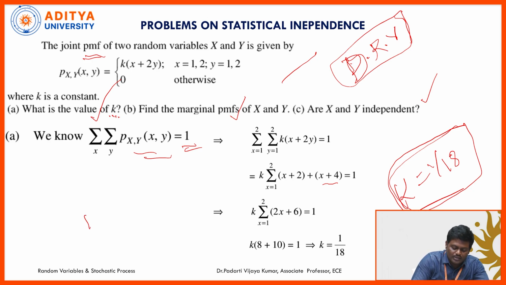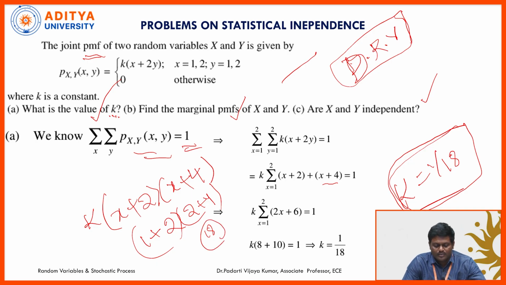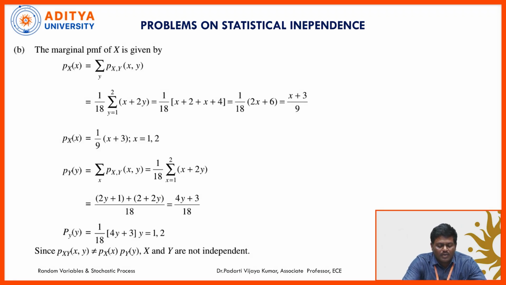You can substitute like this: k into x plus 2 first for y is equal to 1, and x plus 4 for y is equal to 2. Next, substituting the x limits, for x equal to 1, 1 plus 2, for x equal to 2, 2 plus 4. So, like this we can compute 6 into 3, 18. Okay. Next, we need to compute the marginal probability mass functions.